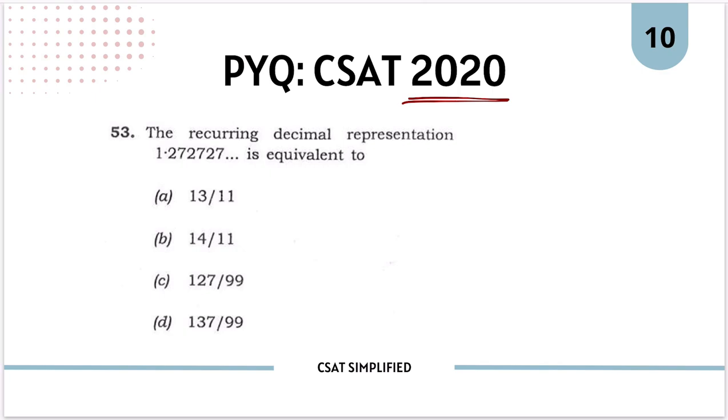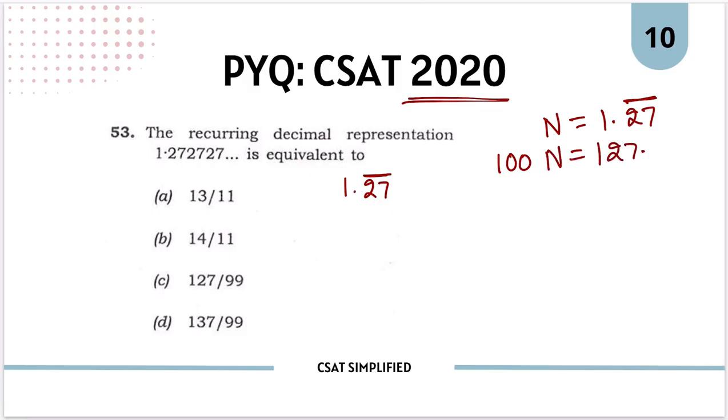I'm just going to give you an idea of what to do in this case. The number given to us is 1.27 bar. First put n is equal to 1.27 bar. Now, what do you bring to the left side? You want to bring 27 on the left side, not only 2, not only 7, but a complete set of 27. To bring one set of 27 on the left side, you need to multiply with 100. 100n is equal to 127.27 bar.